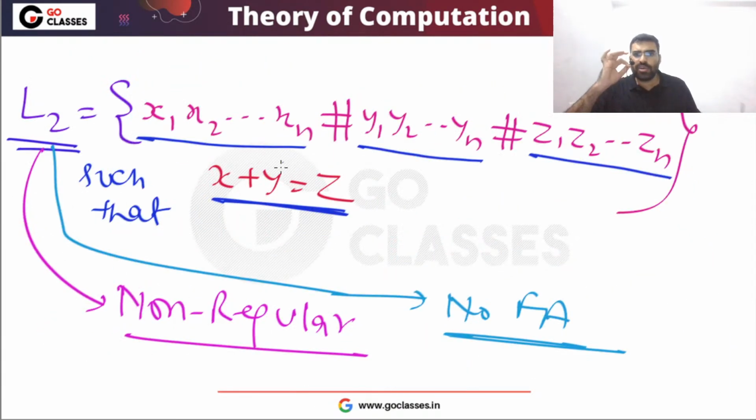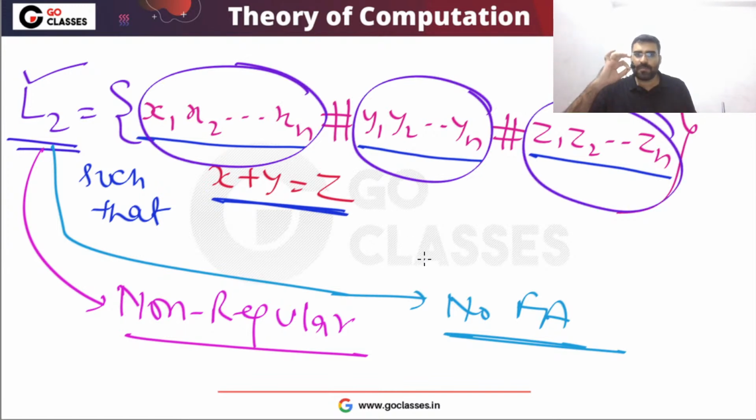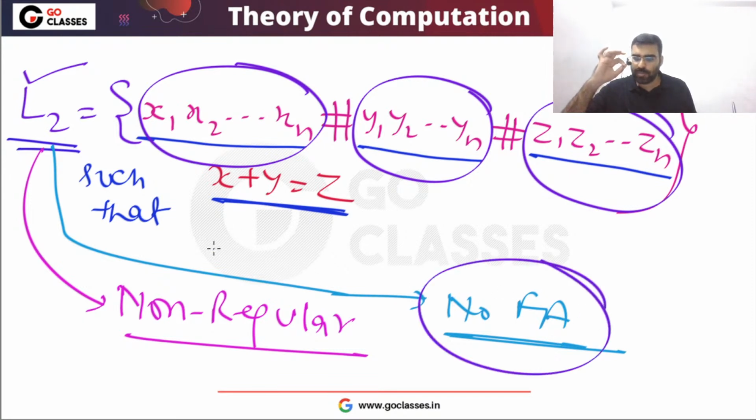Now, I am giving you a new language. In this new language, what do I have? I have X followed by Y followed by Z. And this language is non-regular. For this language, there is no finite automata.